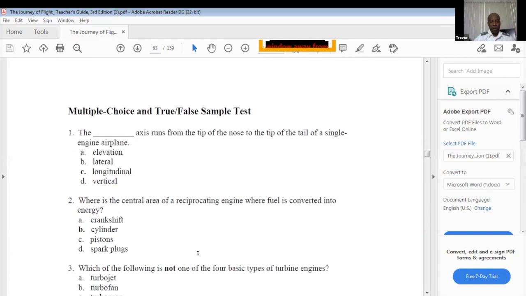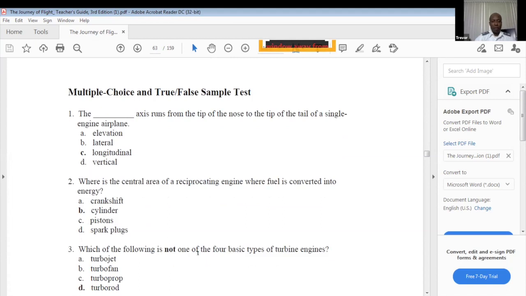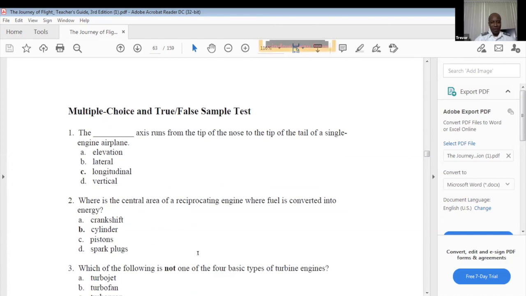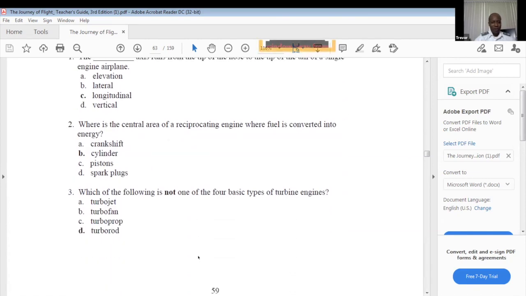Okay, I'll attempt one more. Which of the following is not one of the four basic types of turbine engines? Turbojet, turbofan, turboprop, turborod. That one should be easy. That one's for me? Yes, John, that's for you. Turborod, right. Process of elimination. All right, great.